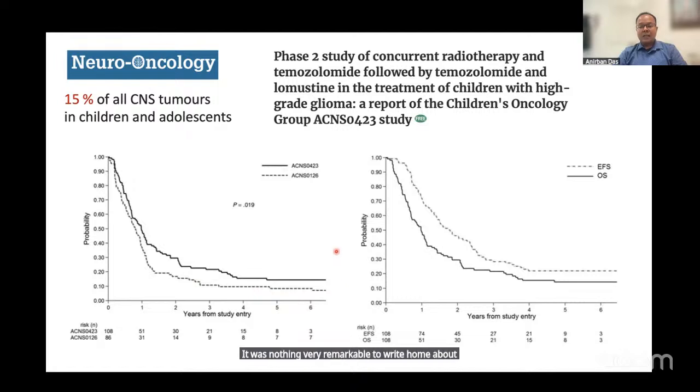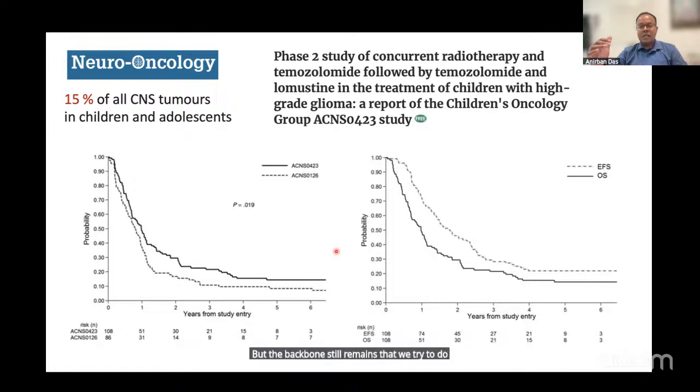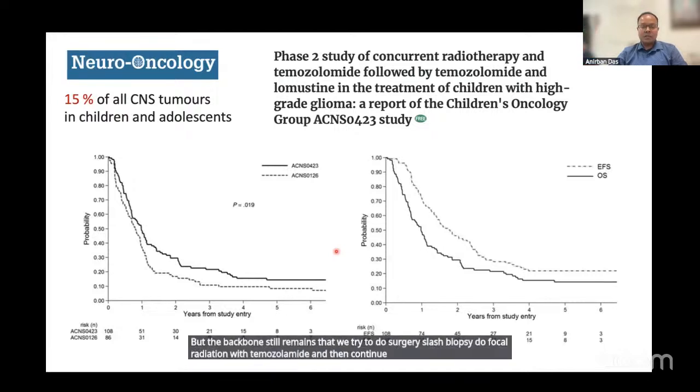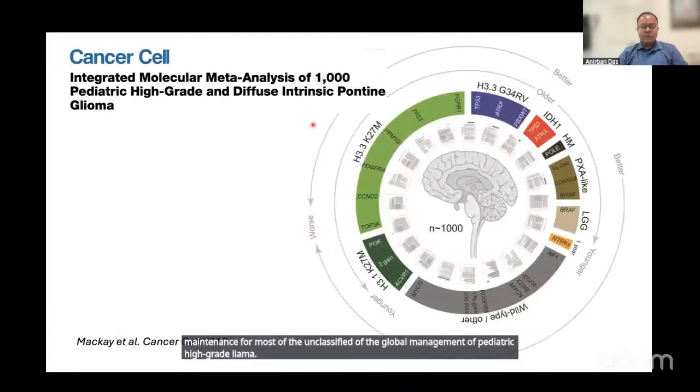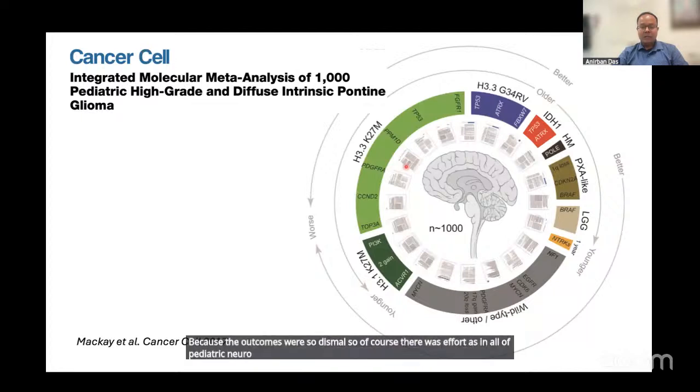So this became the standard of care for high-grade gliomas before the molecular era. And when we had a molecular era, things have been changing over time, but the backbone still remains that we try to do surgery/biopsy, do focal radiation with temozolomide, and then continue temozolomide and CCNU as maintenance for most of the unclassified or the global management of pediatric high-grade glioma. Because the outcomes were so dismal, of course there was effort, as in all of pediatric neuro-oncology and adult neuro-oncology, to understand these tumors in more detail and try to find out how we could improve the outcomes.